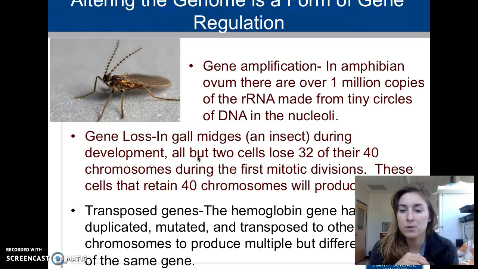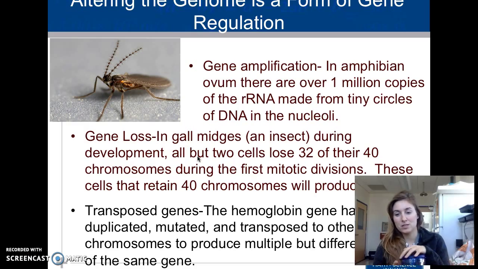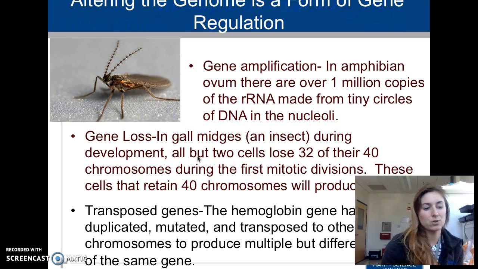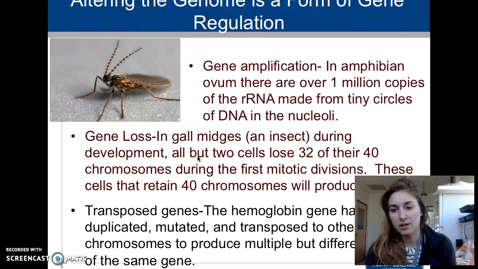We also see transposed genes. The hemoglobin gene, which is the gene that carries your oxygen, has been duplicated, mutated, and transposed to other chromosomes to produce multiple but different copies of the same gene. And so we see a lot of shifting of genes before birth even.